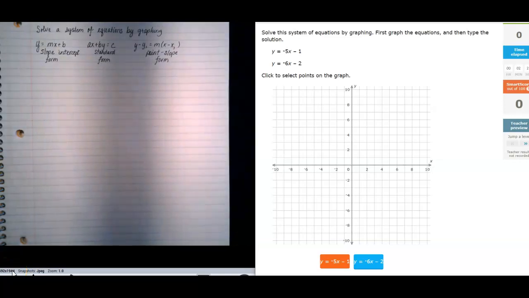All right, now we're going to look at solving a system of equations by graphing. So we're told to first graph the equation and then type the solution. And I wanted to give you a few reminders from Algebra 1.